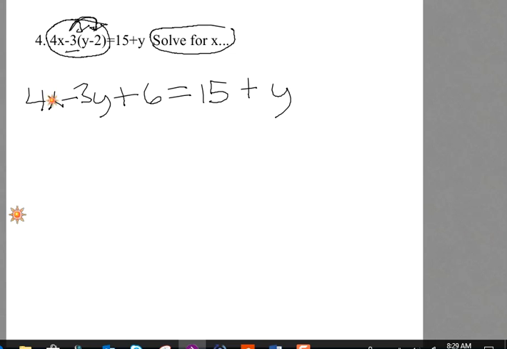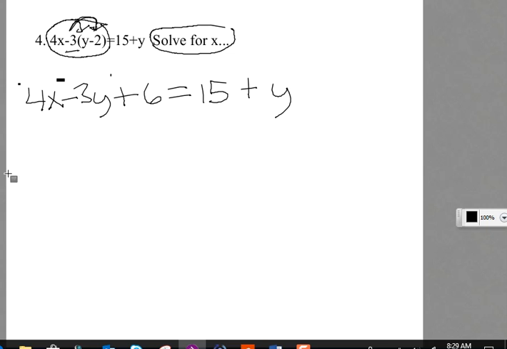Okay, now let's talk about what we need to do next. We're trying to isolate this x, right? We're solving for the x. We want to get the x all by itself, which means that there are a few things we're going to have to get rid of. We're going to have to get rid of the negative 3y. We're going to have to get rid of the positive 6. And we're also going to have to get rid of the multiplication of 4.